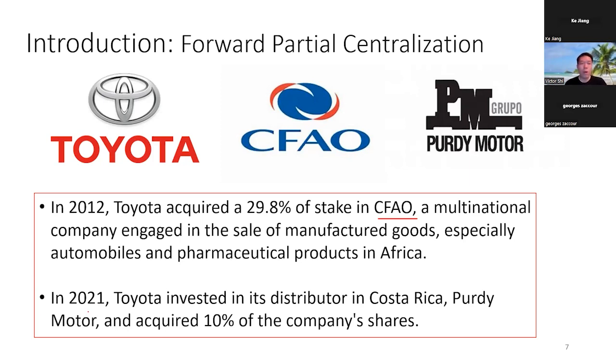In 2021, Toyota invested in its distributor in Costa Rica, Purdy Motor, and Toyota acquired 10% of the company's shares. Okay, again, this Purdy is a distributor. So basically, Toyota is doing forward PC, partial centralization, right?